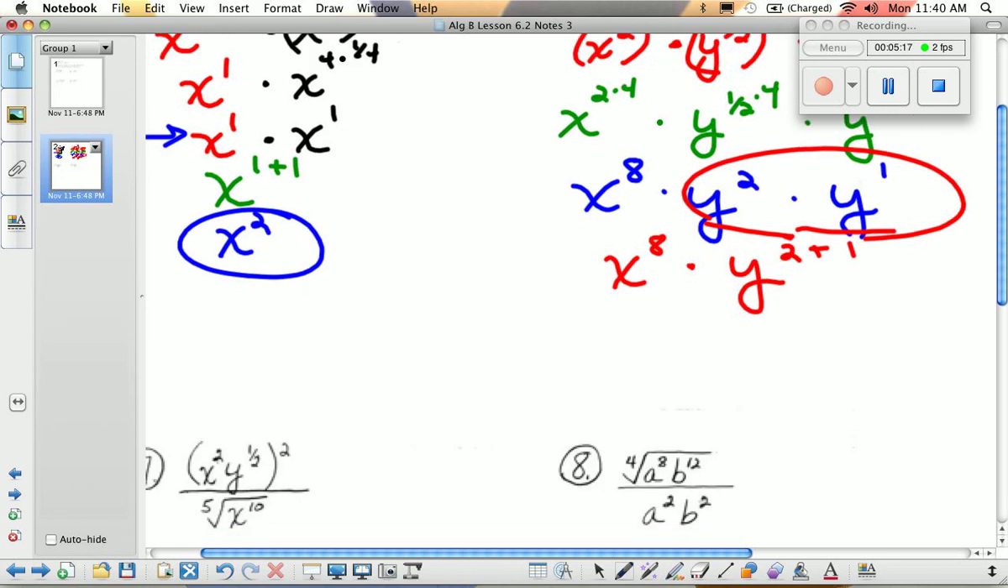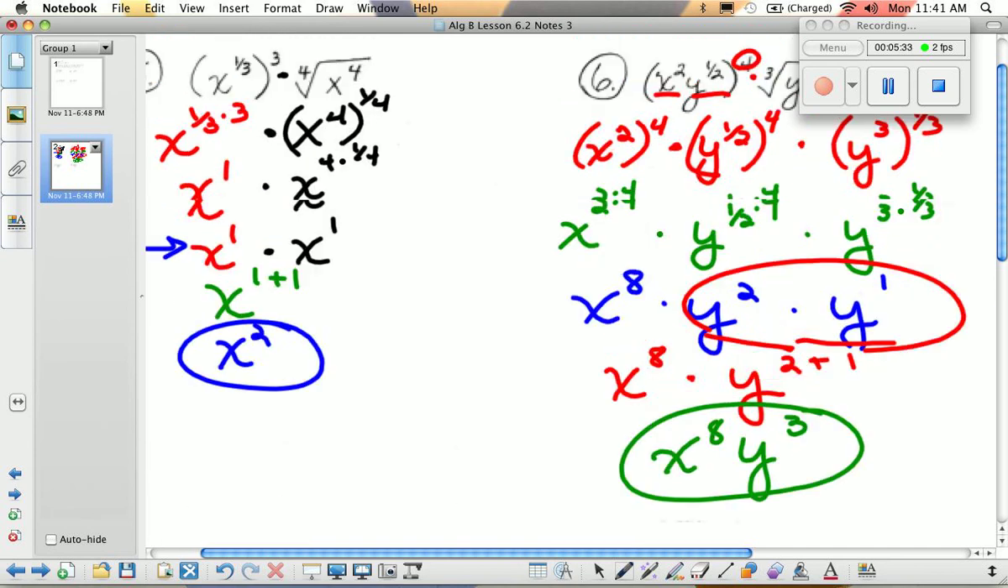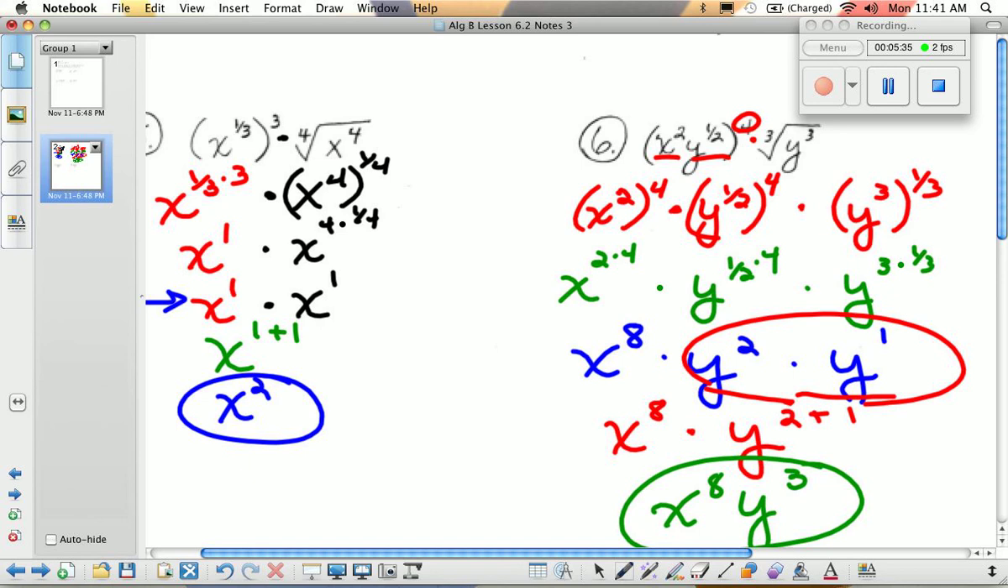And that becomes what then? X to the 8th, y to the 3rd. X to the 8th, y to the 3rd. Okay. So it started out, who would have had any idea that that's what that would have become.